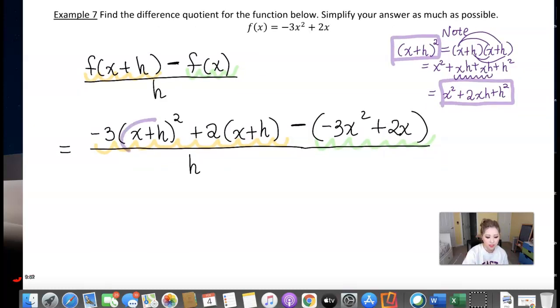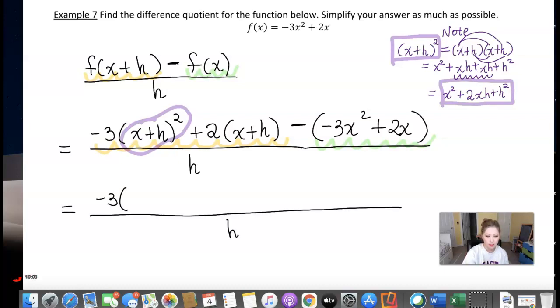We have it right there. All right? So let's go ahead and write the next line down. This is the same as negative 3. Oh, hold up. Let me draw a long fraction bar and put the h in the bottom. Parenthesis, x squared plus 2xh plus h squared.